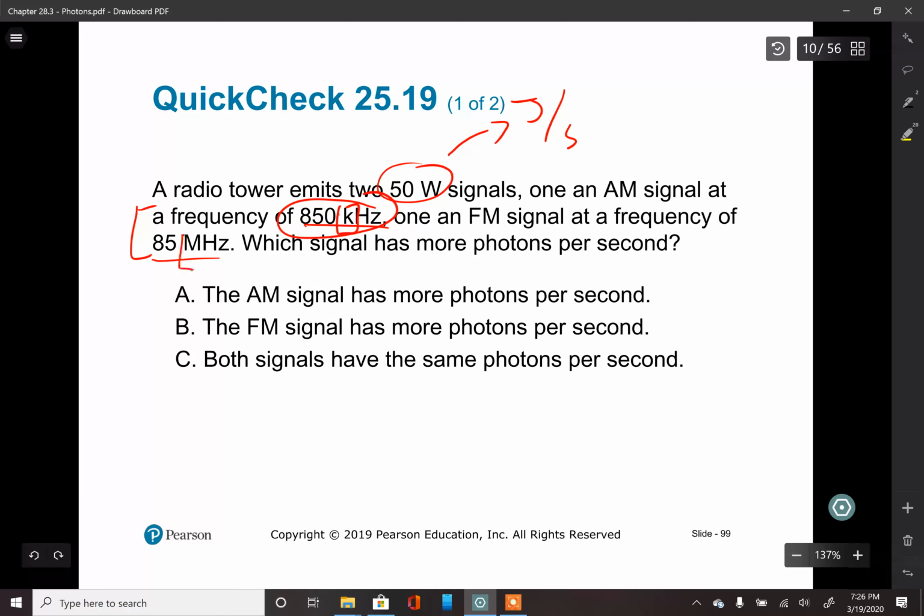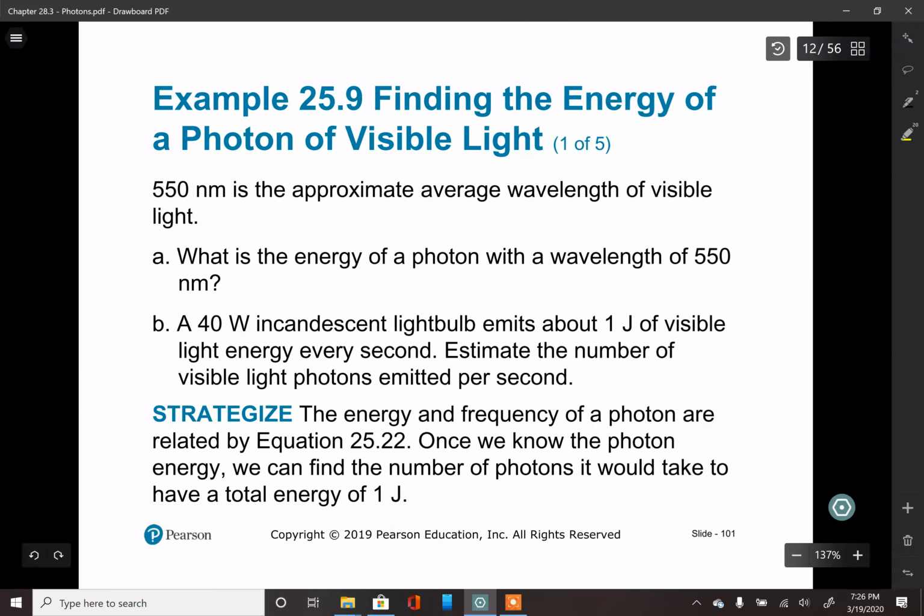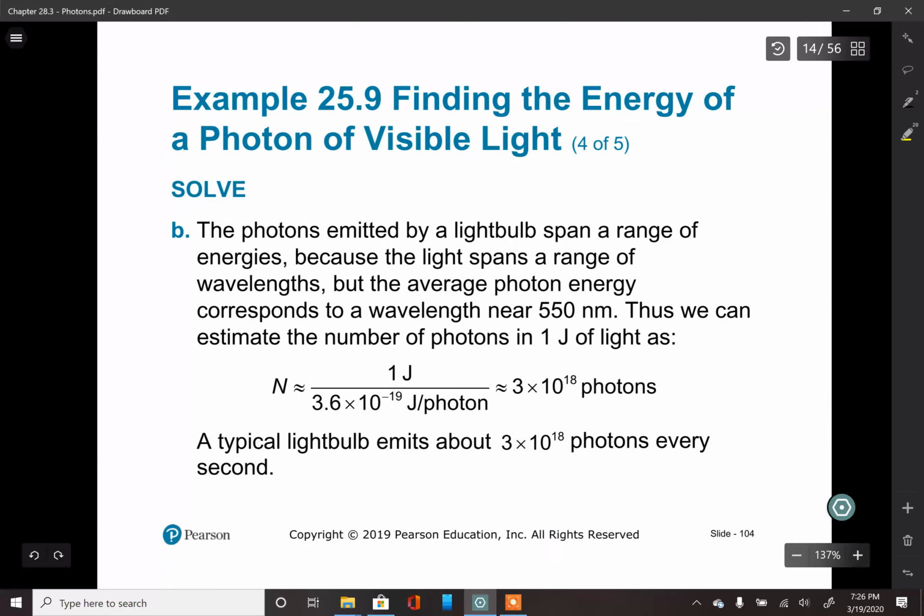Kilo is 1,000, mega is 1,000,000. So kilohertz is less, right? So it should be the AM signal. Okay. Skipping this one, you'll see that in the second video.